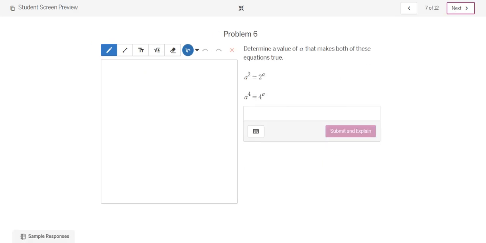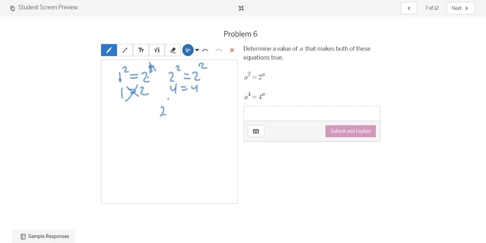Ooh, okay. A value of a that makes both these true. Originally I was thinking, oh, well, like 1 to the second power, does that equal 2 to the 1 power? No. 1 to the second power is 1. 1 times 1 is 1. And 2 to the first power is 2, so that's not true. And so then I'm like, okay, well, 2 to the second power does equal 2 to the second power. I get 4 equals 4. I'm like, yes, this is going to totally work.